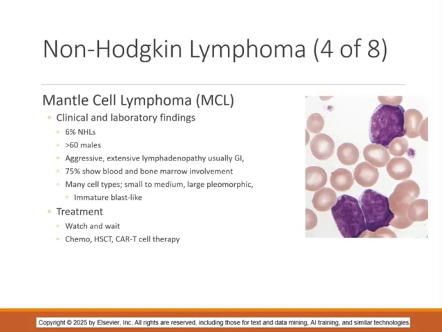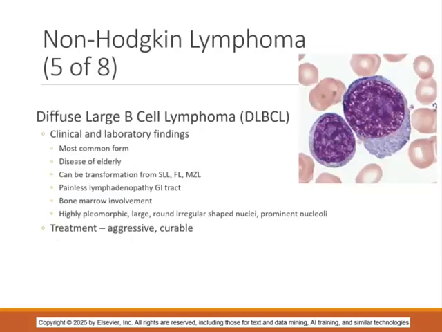But you can see there's many cell types. This is not a small one, small to medium, but they can be large, like the picture we're looking at, pretty pleomorphic. In other words, all kinds of shapes and sizes. These are pretty immature looking. This looks like a blast. So that's where you've got to be very careful, get a pathologist to review a lot of this. So the treatment on these is watch and wait, which seems odd, but that's what they do. And then it's combination chemo, stem cell transplants, or CAR T cell therapy, which we'll talk about a little bit later.